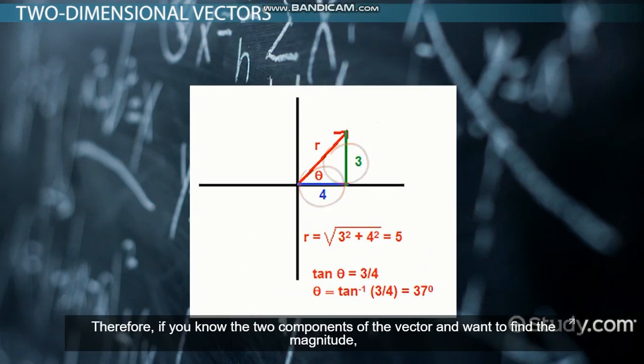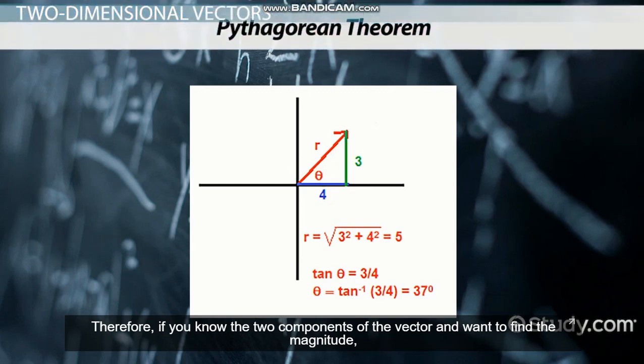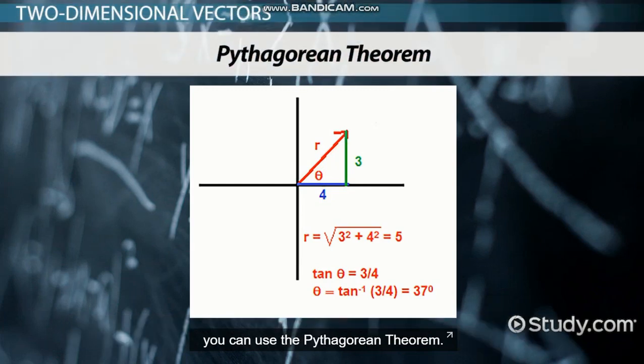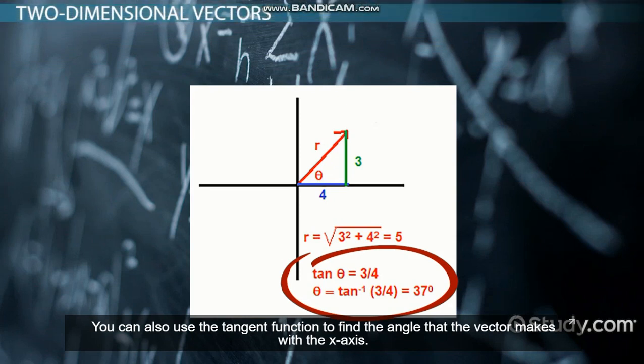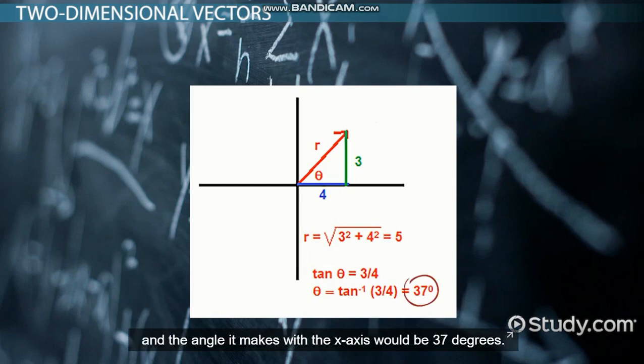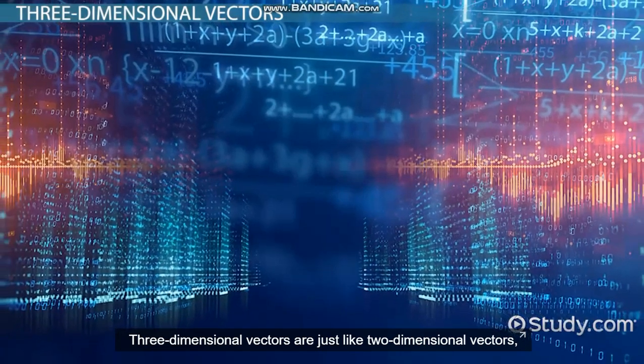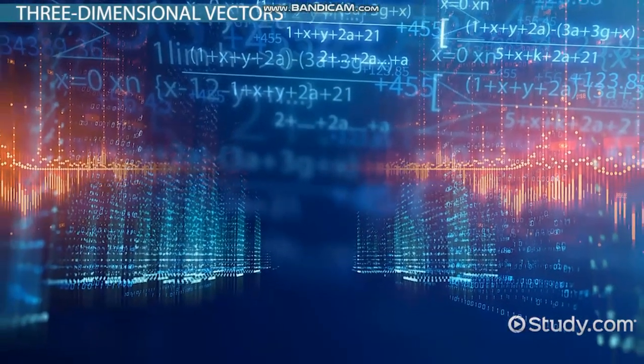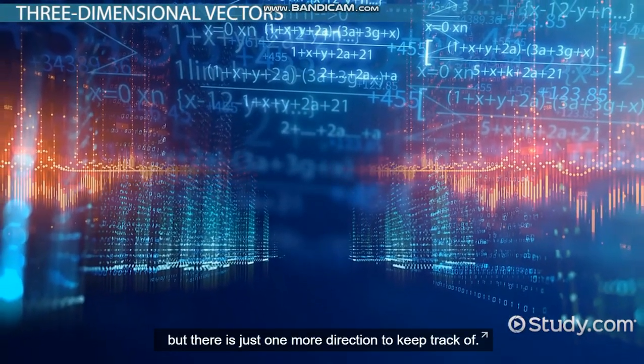Therefore, if you know the two components of the vector and want to find the magnitude, you can use the Pythagorean theorem. You can also use the tangent function to find the angle that the vector makes with the x-axis. For the vector shown here, the magnitude would be 5, and the angle it makes with the x-axis would be 37 degrees. Three-dimensional vectors are just like two-dimensional vectors, but there's just one more direction to keep track of.